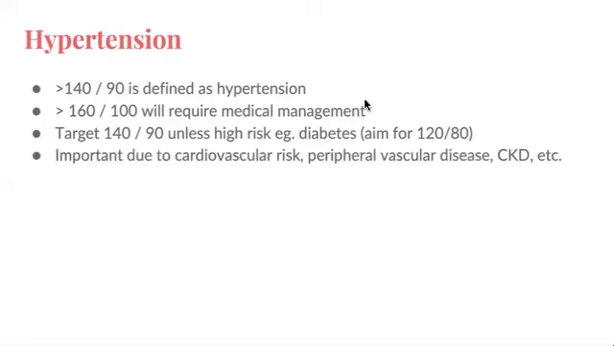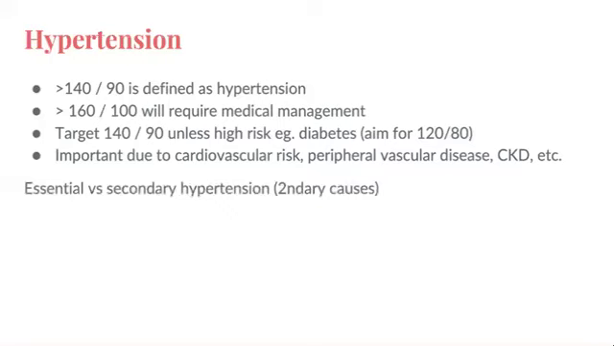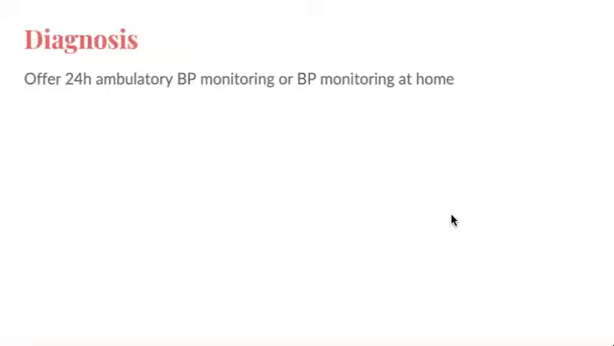So again, cardiovascular disease risk, peripheral vascular disease, and CKD. These are essentially the reason why we want to control blood pressure. The main causes of CKD are high blood pressure and diabetes. We'll have a look now at what essential and secondary hypertension are, as well as what the key agents to use are. And I've already stated that 24-hour ambulatory BP monitoring is required.